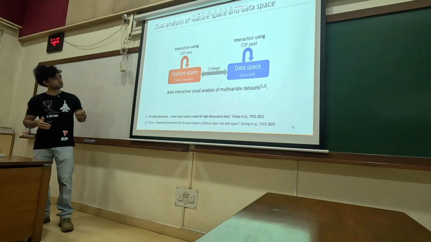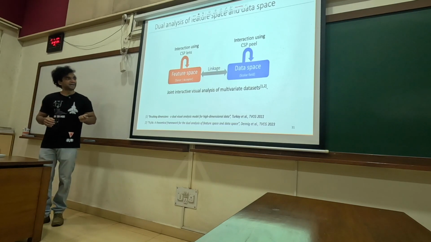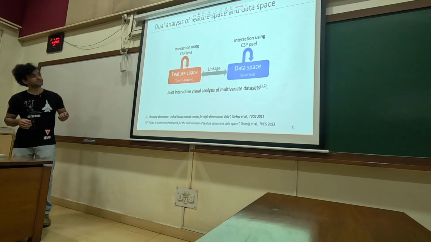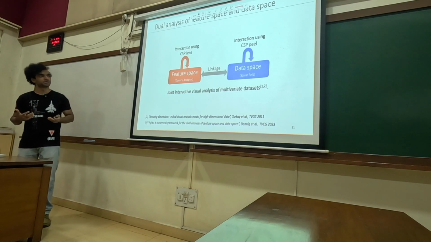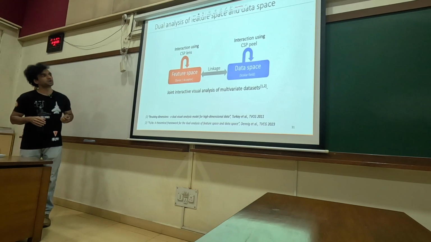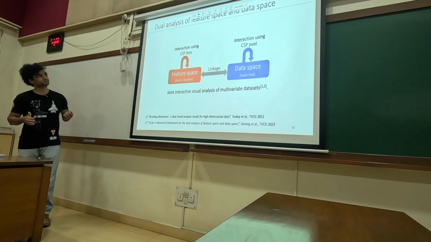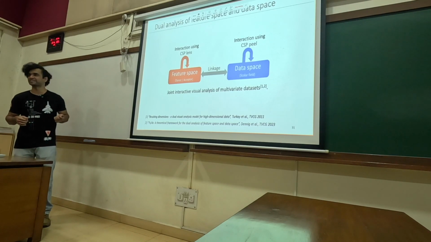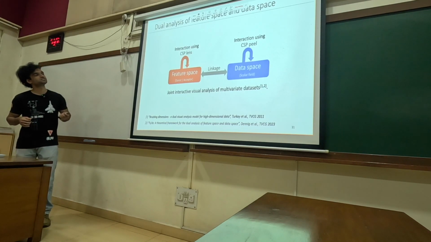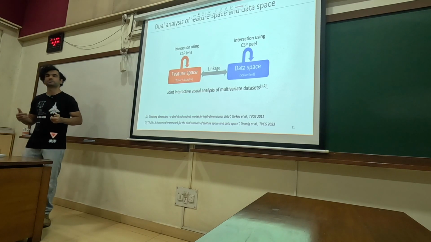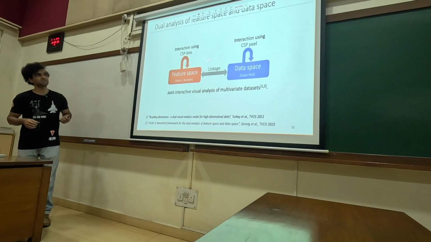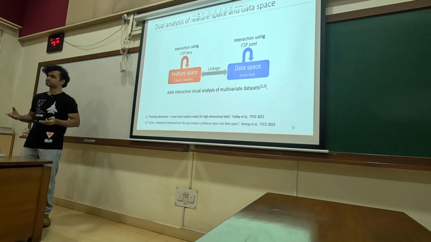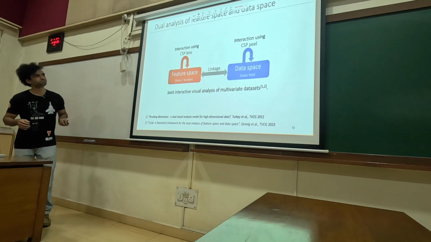So there is a close linkage between the feature space and the data space, and that motivates us to study these two spaces together as a joint interactive visualization task. In our case, these CSP lenses form the feature space, and our features are the donor and acceptor behavior. CSP lens operators help us interact with this particular space, and the CSP peel operator helps us interact with the data space, that is, the actual bivariate field.